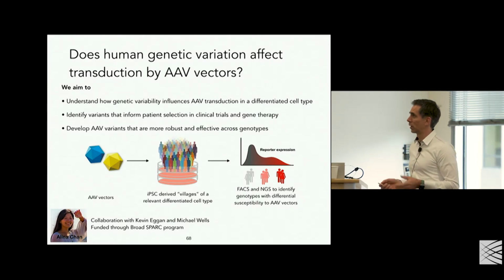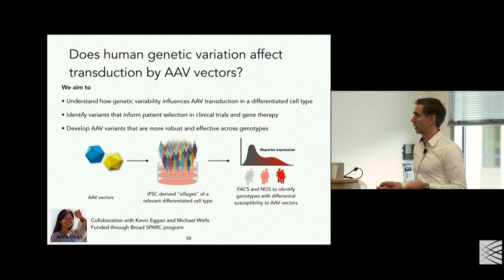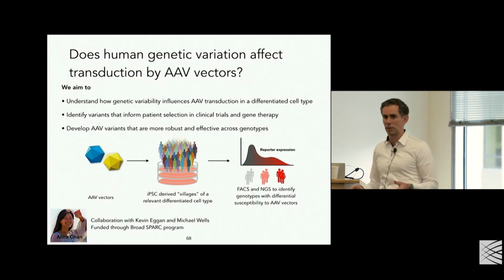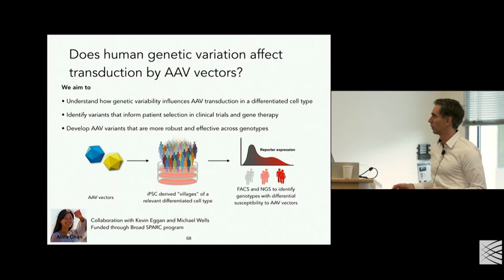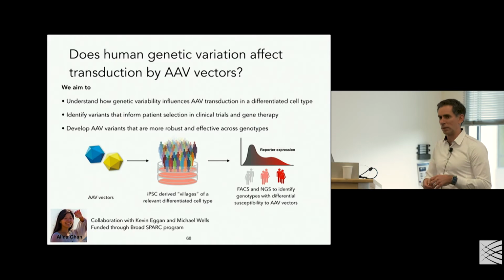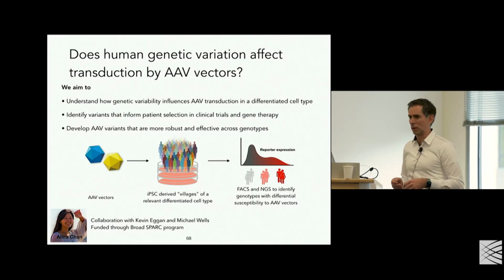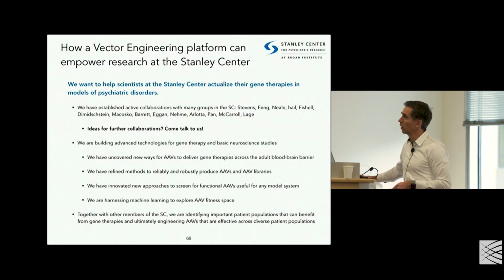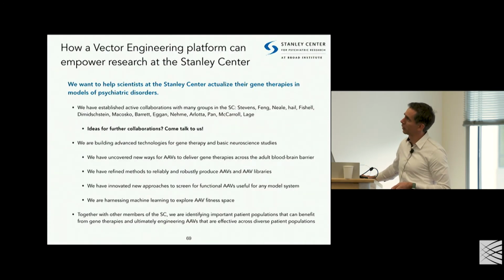So we're interested in trying to study this together with Kevin Eggan's group. We are interested in taking our AAV vectors, probably several of them, putting them on some of the villages that they're developing after they've been differentiated into some relevant CNS cell types, and then separating the cells based on how well they're transduced by the virus, and then trying to look at the genotypes of these different individuals. And this is work that's being led by Alina Chen, who joined my group earlier this year.